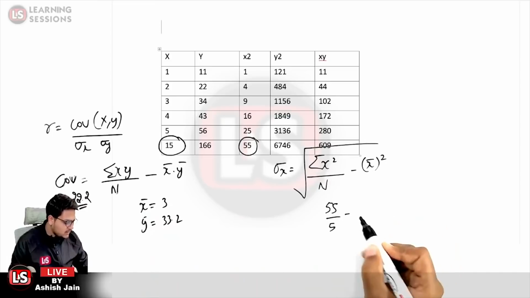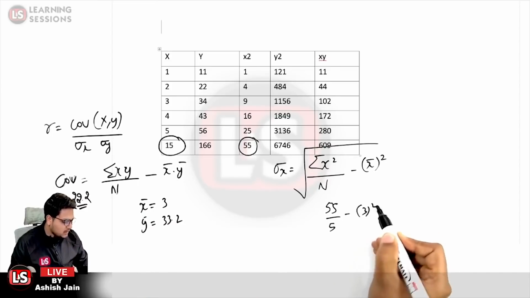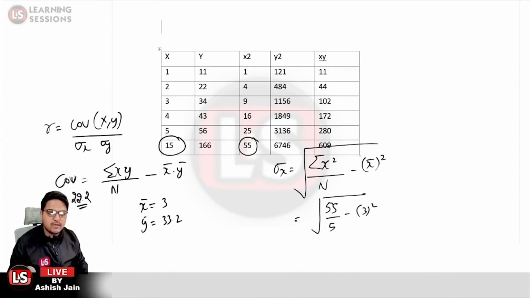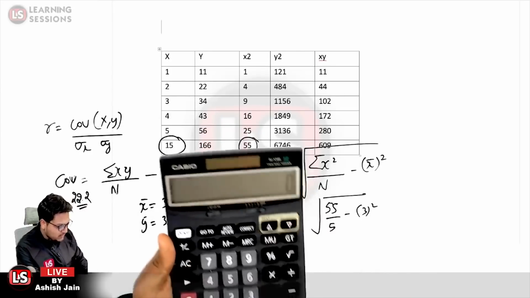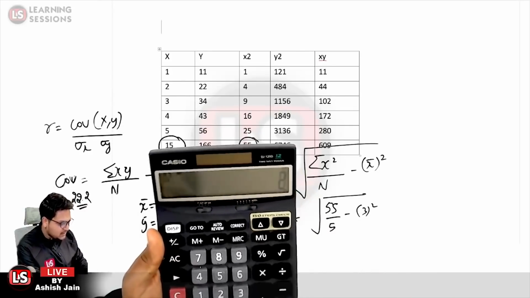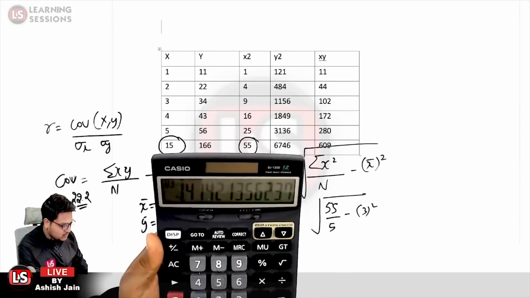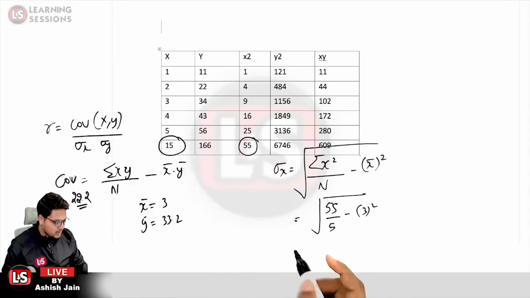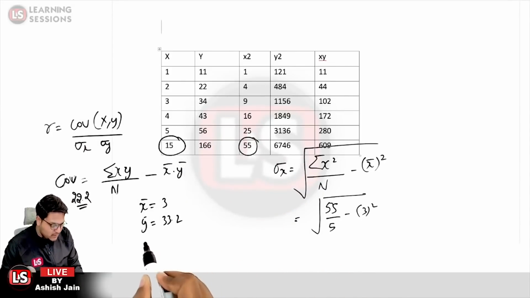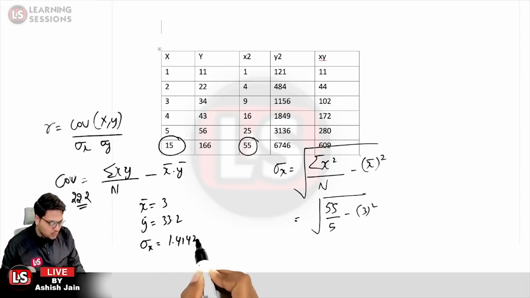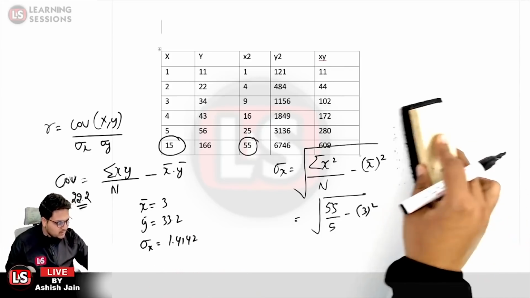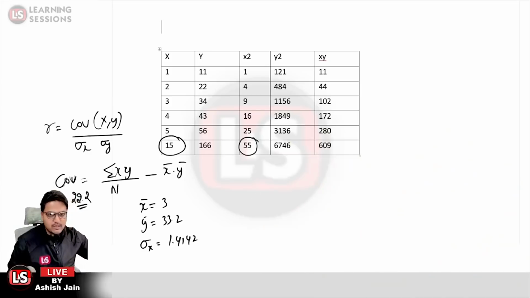So it is basically 3 square, under root of the same. That will be the value of sigma x, that is equal to 55 divided by 5, that is 11, minus 9, that is equal to 2, and under root of the same, that is equal to 1.414. So sigma x over here comes out to be 1.4142. Now we need to calculate sigma y. We will be substituting the value for the same.